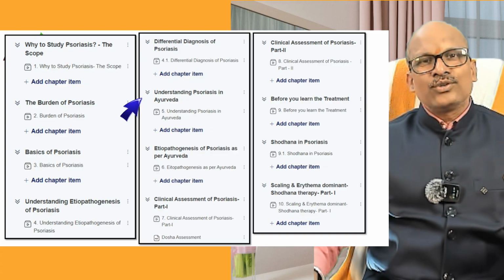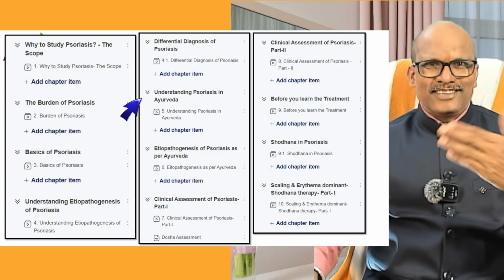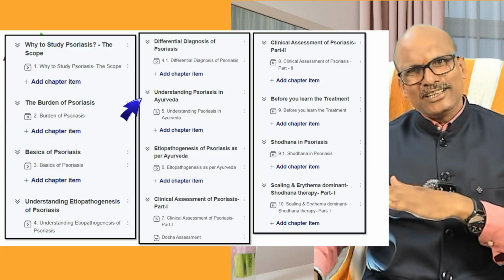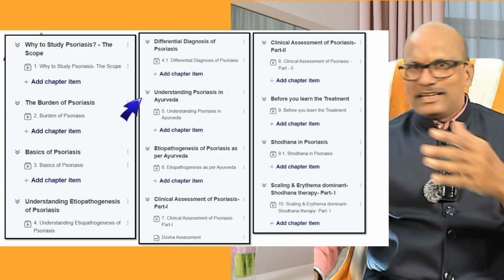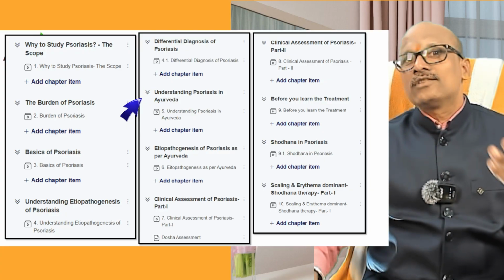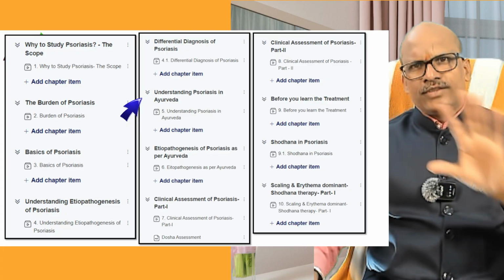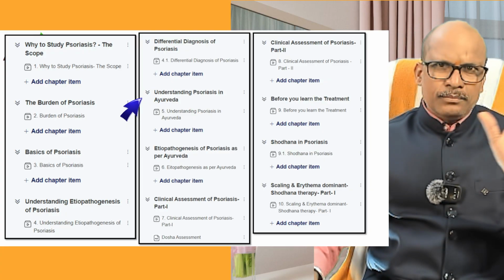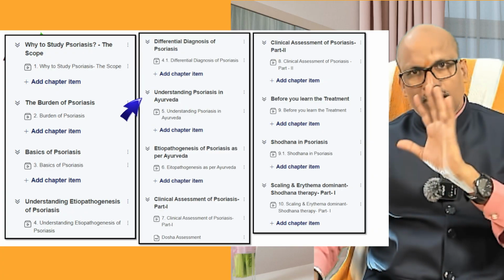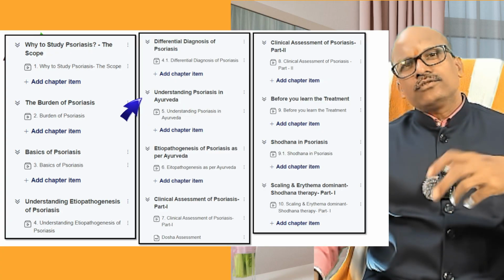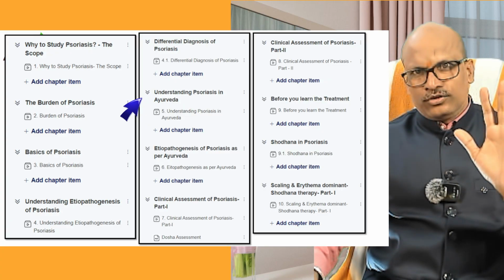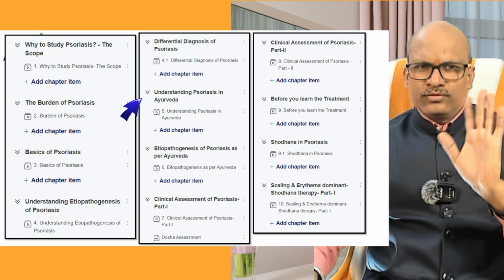Then understanding psoriasis in Ayurveda. What does Ayurveda consider? Some people consider Ekakushta, some consider Kitipa Kushta. We consider Sidhma Kushta. Why is it Sidhma Kushta, why not Kitipa? It's not that somebody is wrong, somebody is right. It's about how our diagnosis is going to help our treatment, which is going to be determined based on what we are diagnosing.